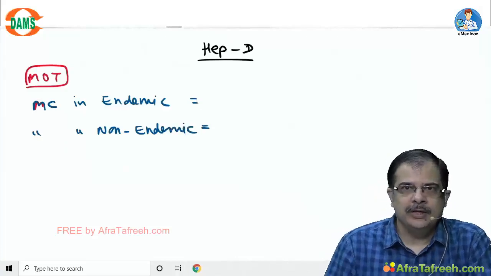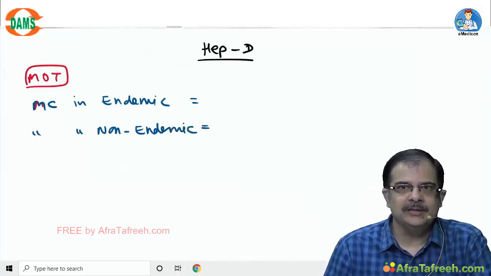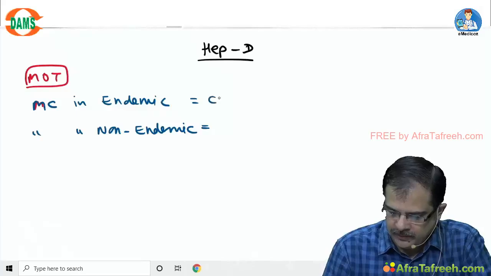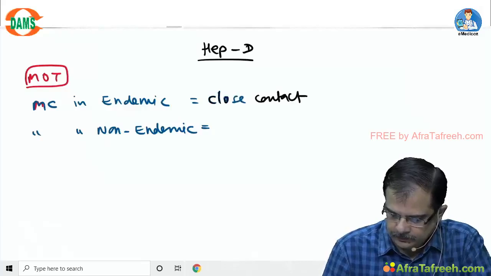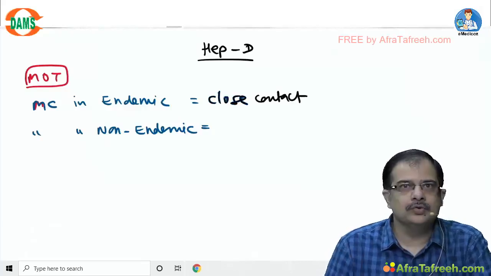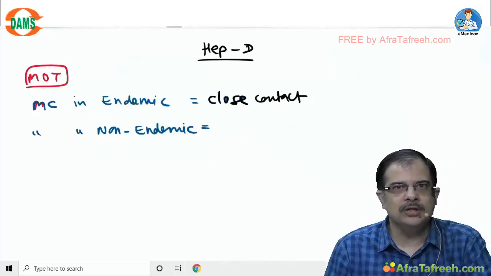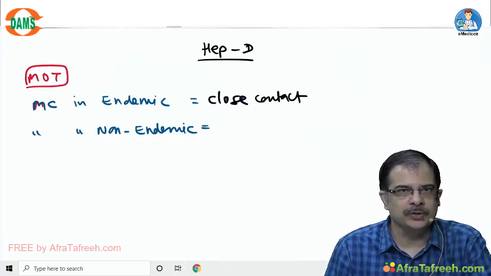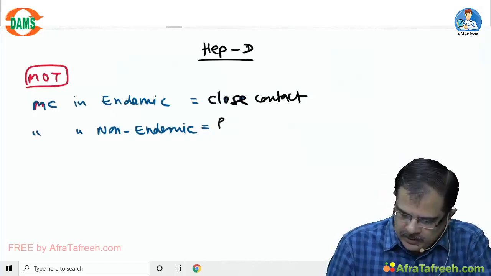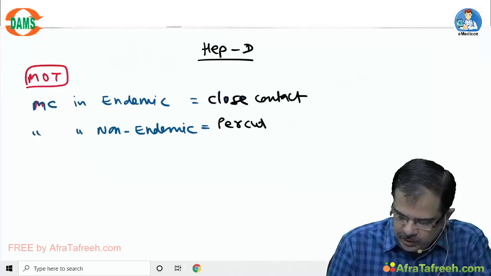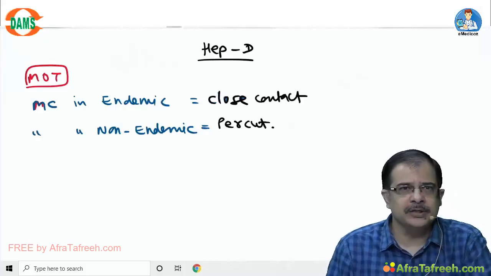The most common mode in the endemic areas is close contact. Close contact can be a percutaneous mode of transmission or the vertical mode of transmission. In non-endemic areas, it is a percutaneous mode of transmission. No one will ask you the percentages.